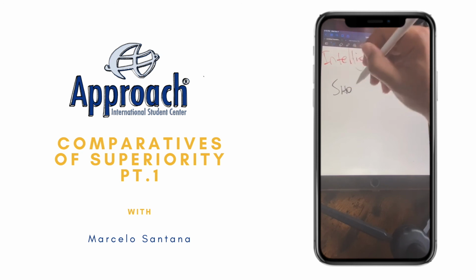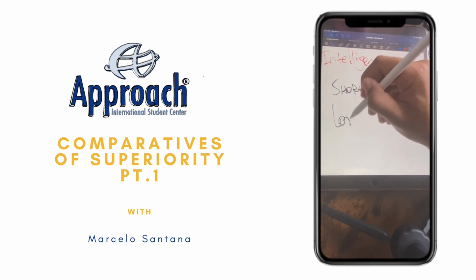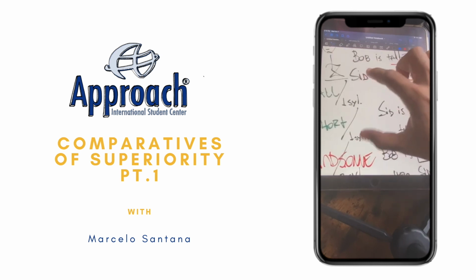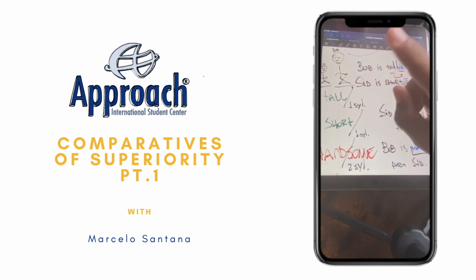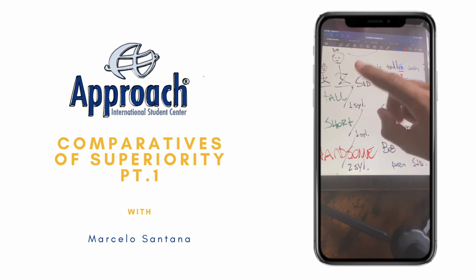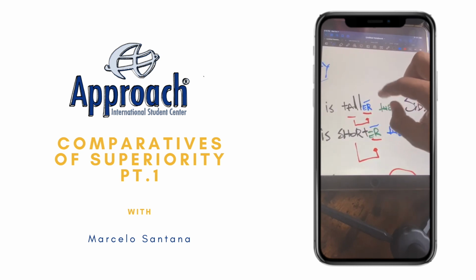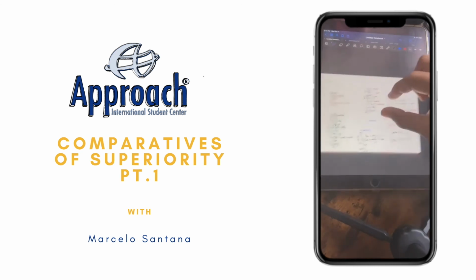short adjectives use ER at the end of the adjective. Long adjectives use more before the adjective. If you remember these rules, the comparative of superiority will be easier for you. So what about quick? Quick would go to this category here, okay? It's one syllable. If it's one syllable, you have to say quicker. ER to the end, okay? Quicker. Like taller, like shorter. All right, my friends.